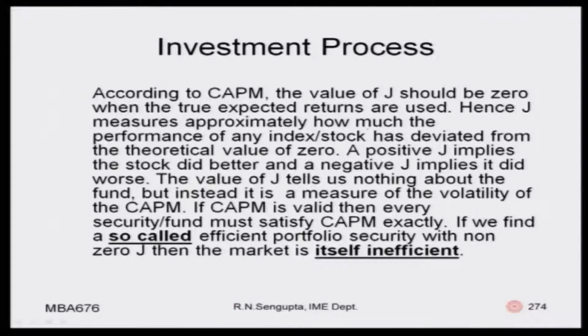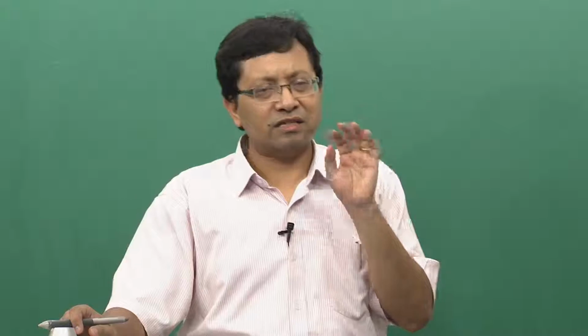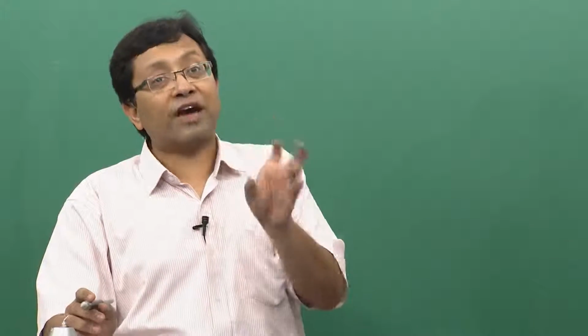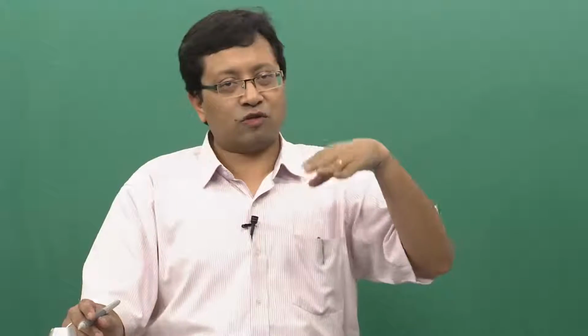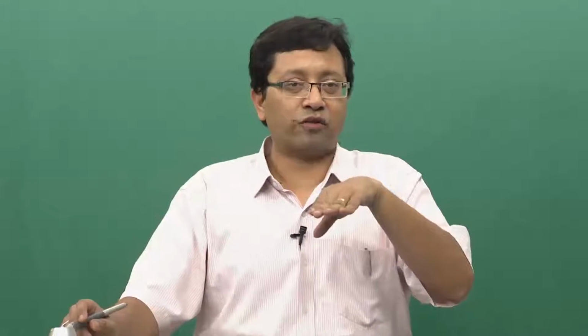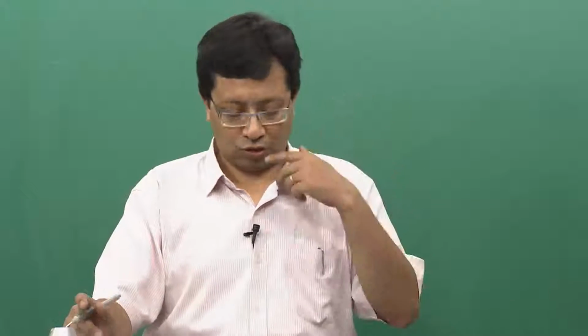But the question is, in the long run, what is the value of J? J has both positive and negative values. If you add up all the values in the long run for different samples, theoretically it is exactly zero. So you can consider J in some sense a sort of error or white noise. In the long run, if you add up all the values of the white noise, the expected value comes out to be zero.